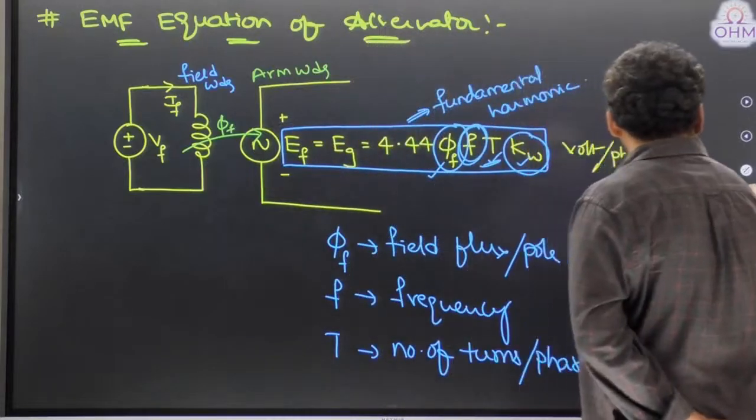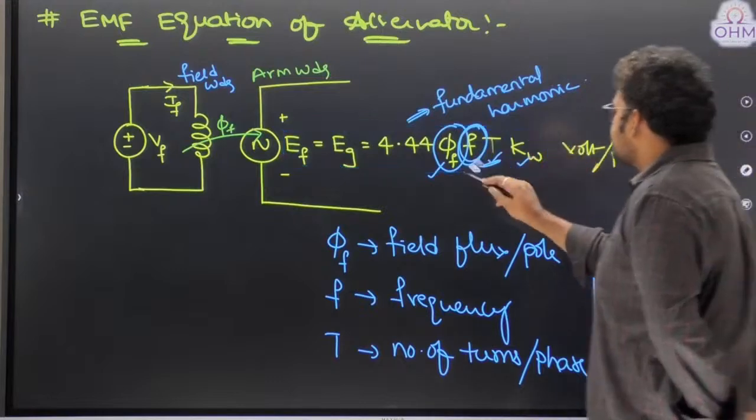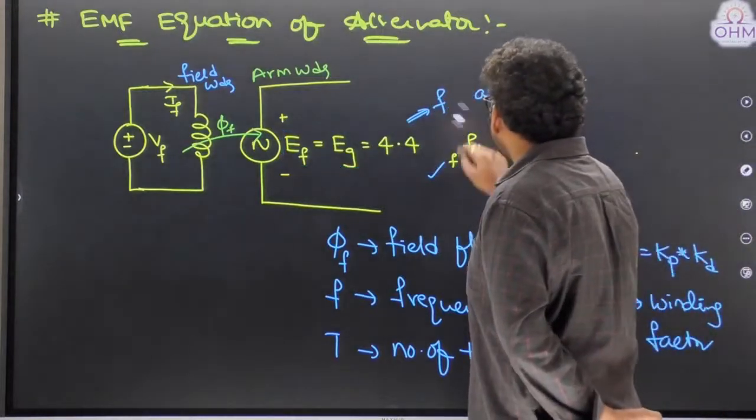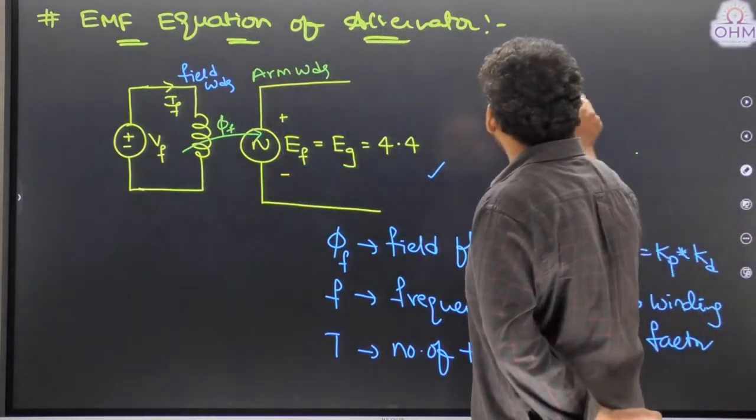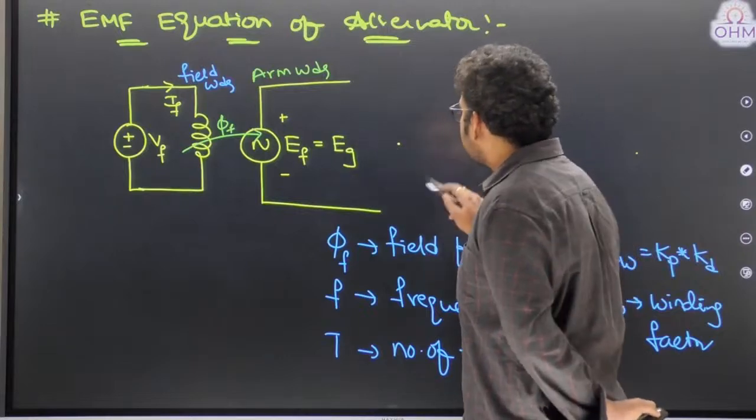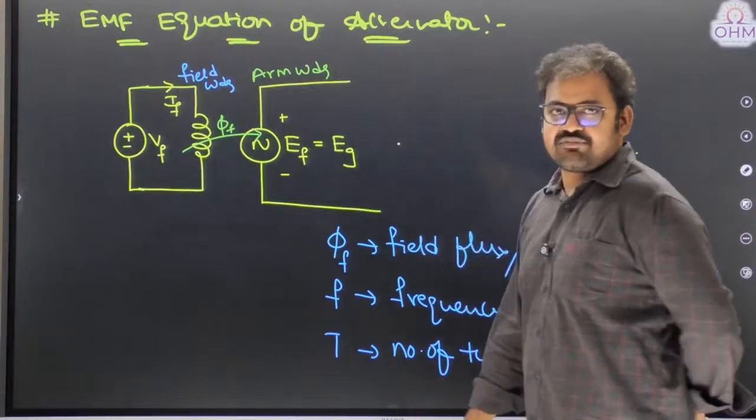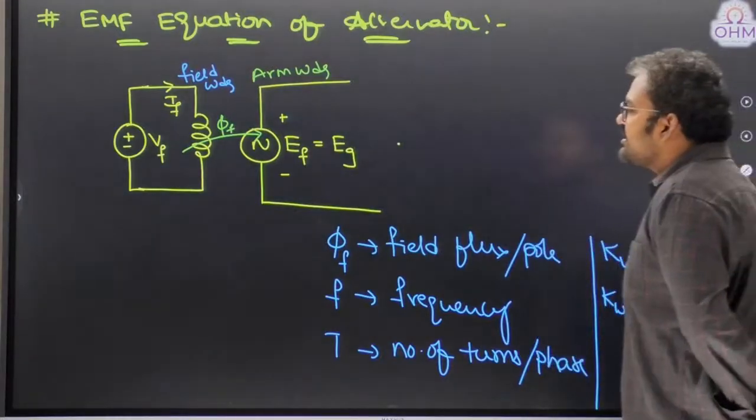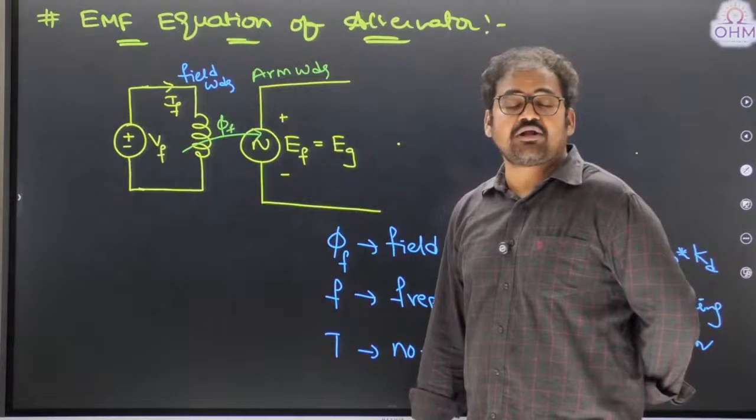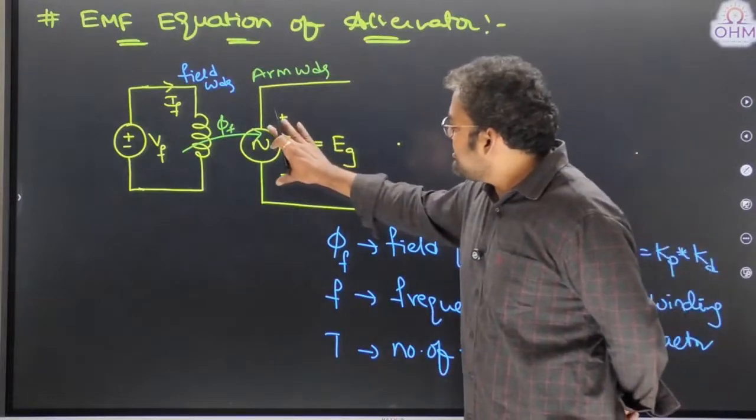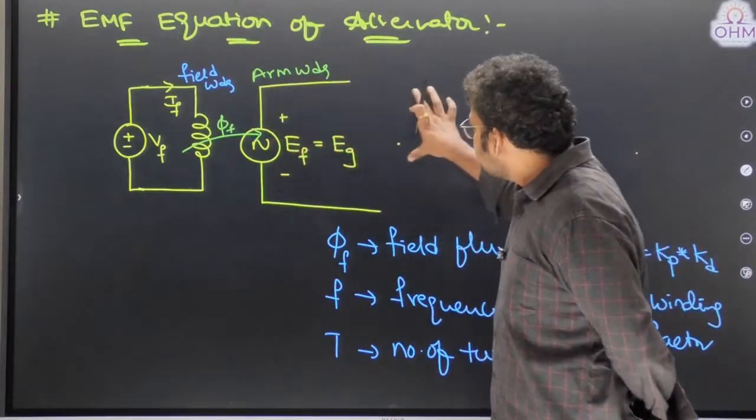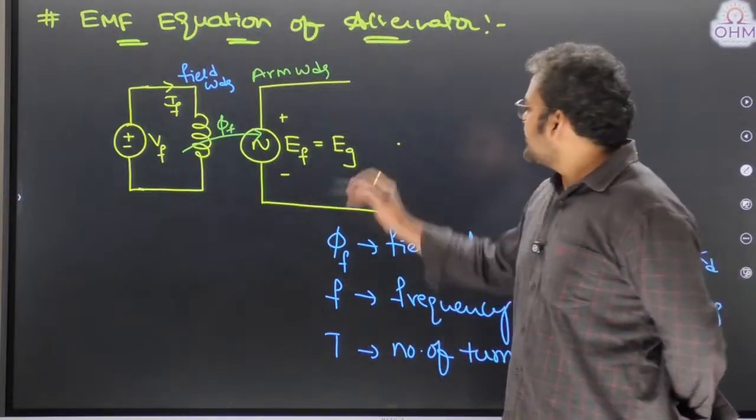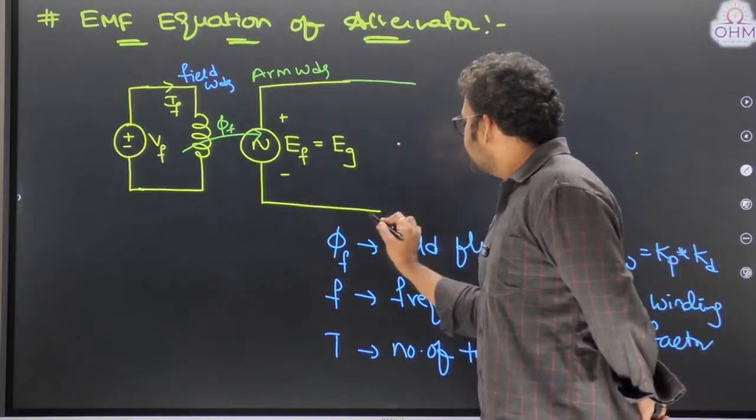For just a moment, let me erase these things. So, an EMF is induced in the armature winding. We call that EMF the generated EMF or field induced EMF. Now, once EMF is induced, will current be generated immediately or not? The moment the EMF is induced, if you look at this, it looks like an open circuit. That means I have not connected any load here.